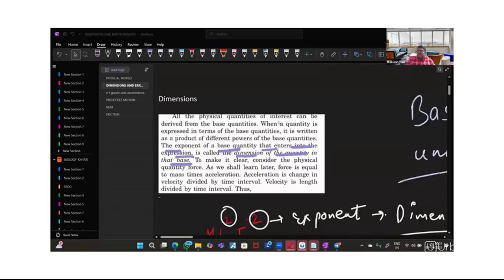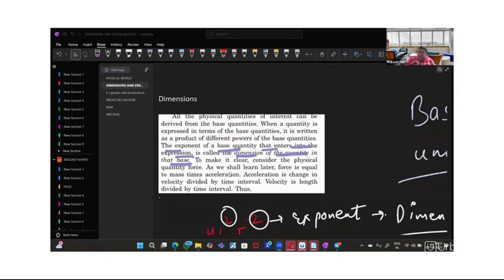Dimensions. All the physical quantities of interest can be derived from the base quantities of dimensions. When a quantity is expressed in terms of base quantities, it's written as a product of different powers of the base quantities. The exponent of that particular base quantity that enters into that expression is called the dimension of that particular quantity. This is the scientific definition of what a dimension actually means for a particular quantity.